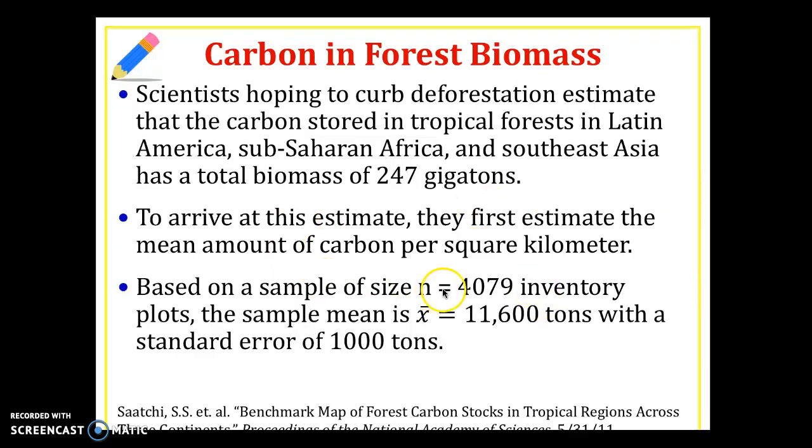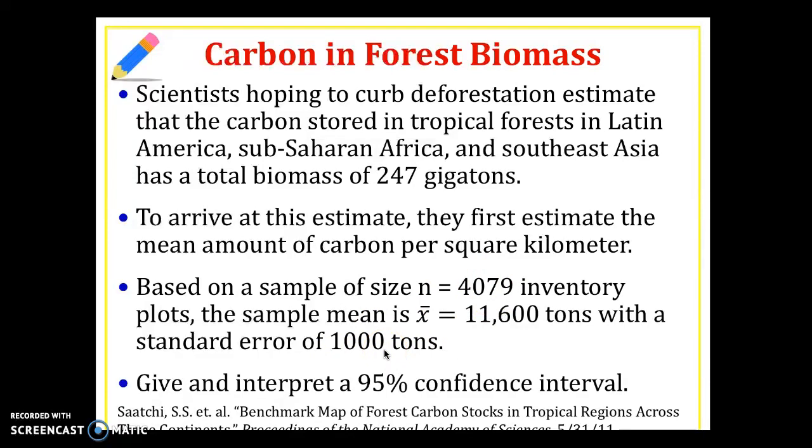So they did a sample size of 4,079 plots, got a sample mean of 11,600 tons, and a standard error of 1,000 tons. So keep in mind, the standard error comes from if we could do many samples of 4,079 and plot all the means of all those different samples, the standard deviation of the sampling distribution of all those samples would be 1,000. So from this information, let's give and interpret a 95% confidence interval.